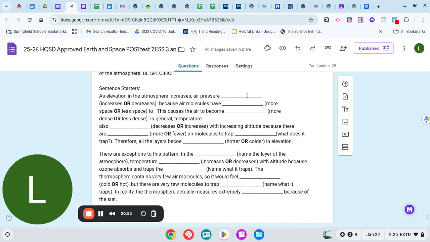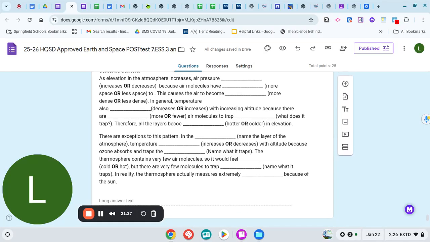Then you have to delete the lines. You cannot leave the lines there. And in place of the lines, you are writing the word increase or the word decrease, whatever you think is the appropriate word there. Not both, only one. So is it as elevation in the atmosphere increases, air pressure increases, or are you writing air pressure decreases? And then you'll continue by saying, because air molecules have blank. You will replace that blank with either more or less space. This causes the air to become blank, more or less dense. Again, you're choosing what goes in there.